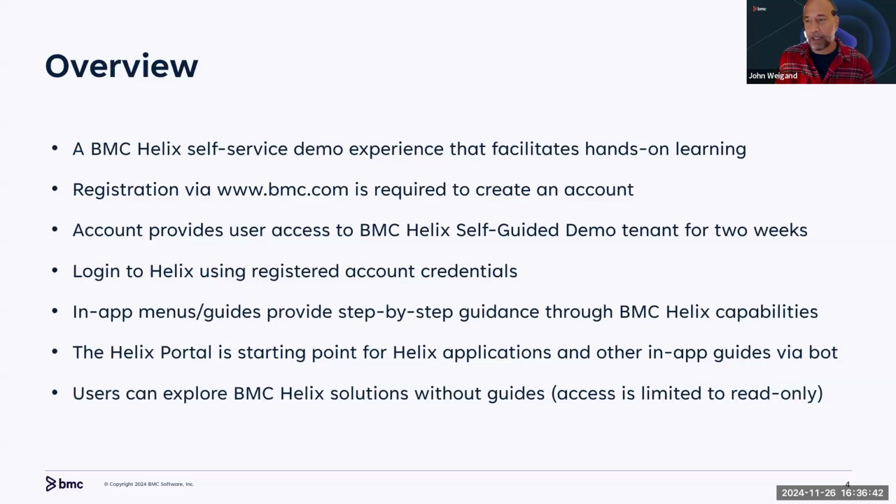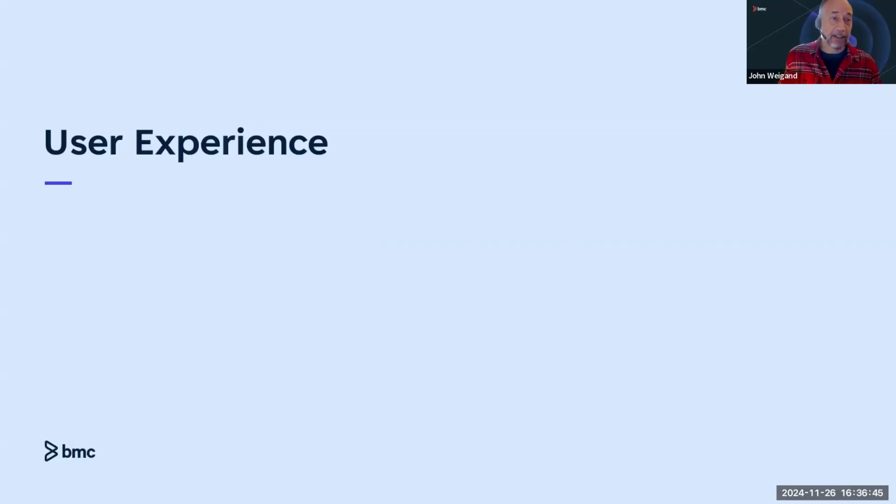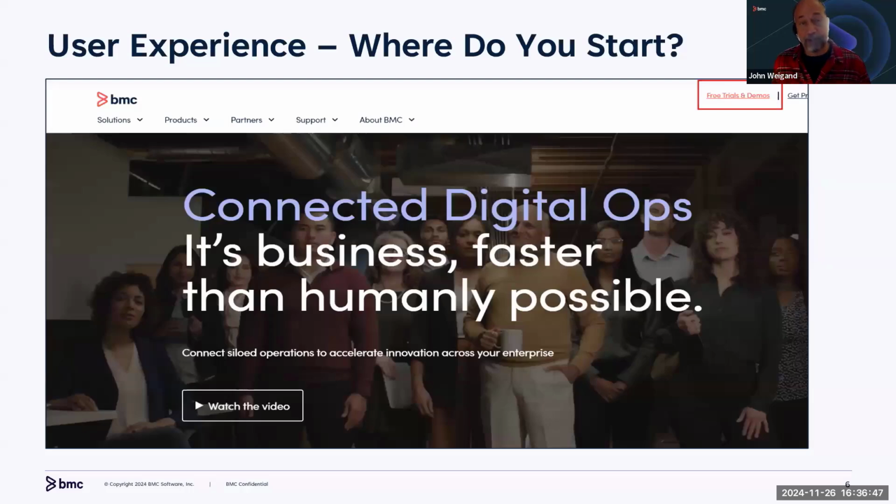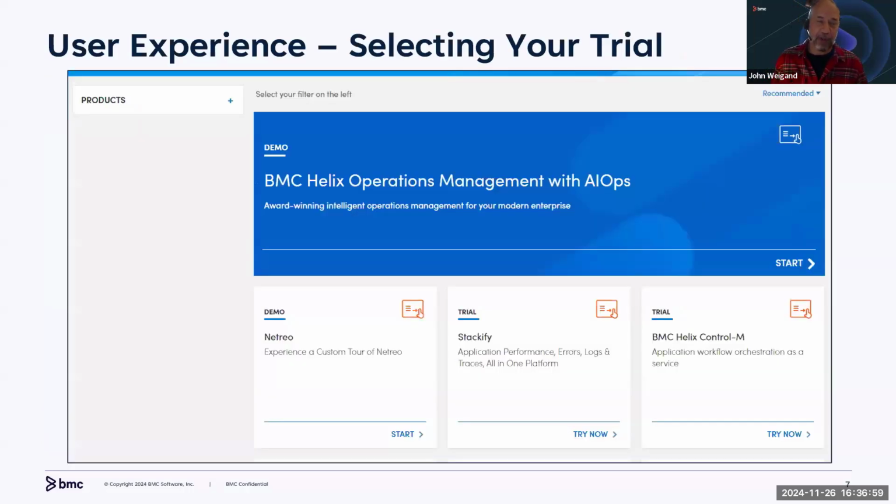So let's get started then. Let's walk through the user experience. As I said, you just go to bmc.com, and if you'll notice in the upper right-hand corner, there's a free trials and demos link. You just click on that link. It takes you to this page that has a bunch of different tiles on here. This is just a screenshot of the top part of it, but if you scroll down, you will see these tiles, and you click on any of these to get to the registration page for that particular demo.